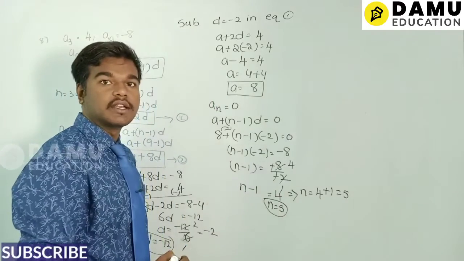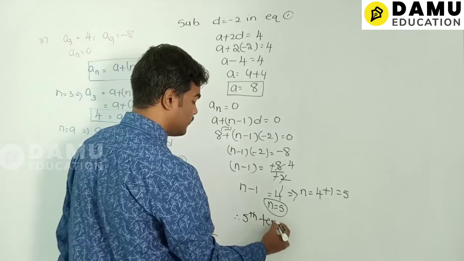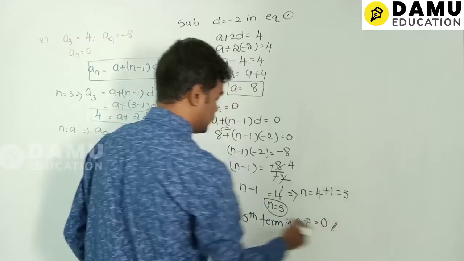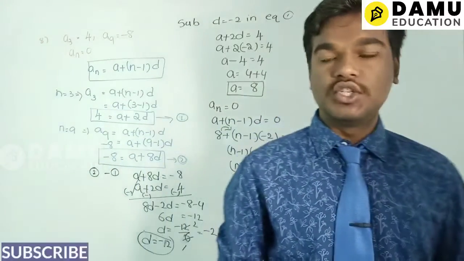Therefore, the fifth term in the given AP will be equal to 0. So that is the fifth term. This is the way to find the calculations.